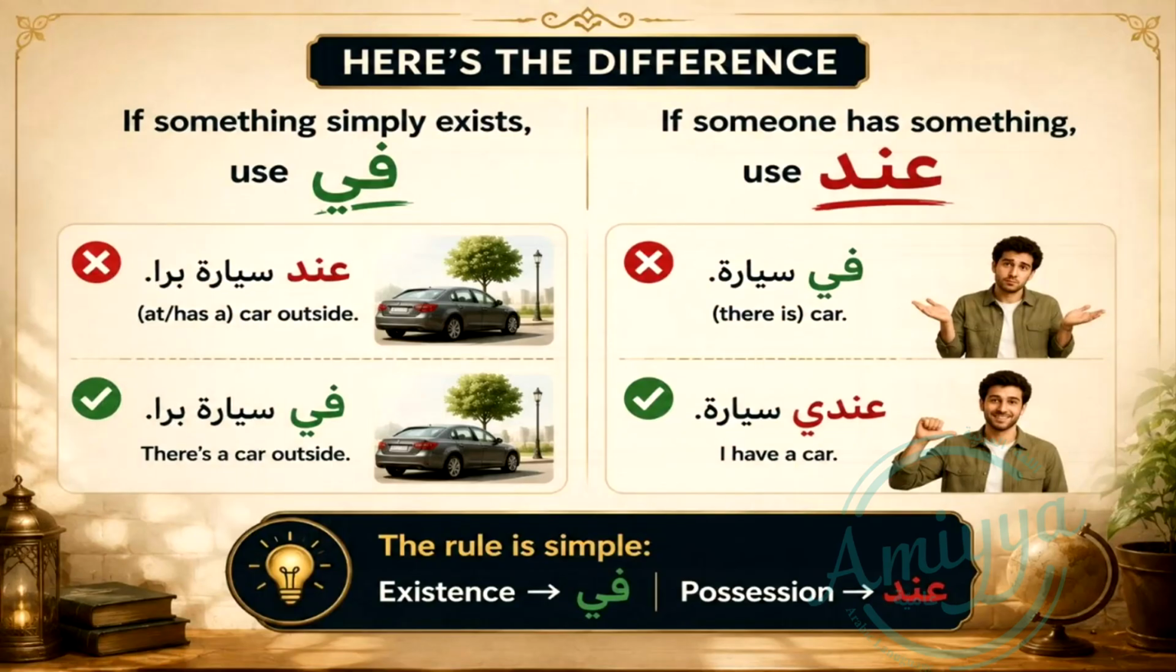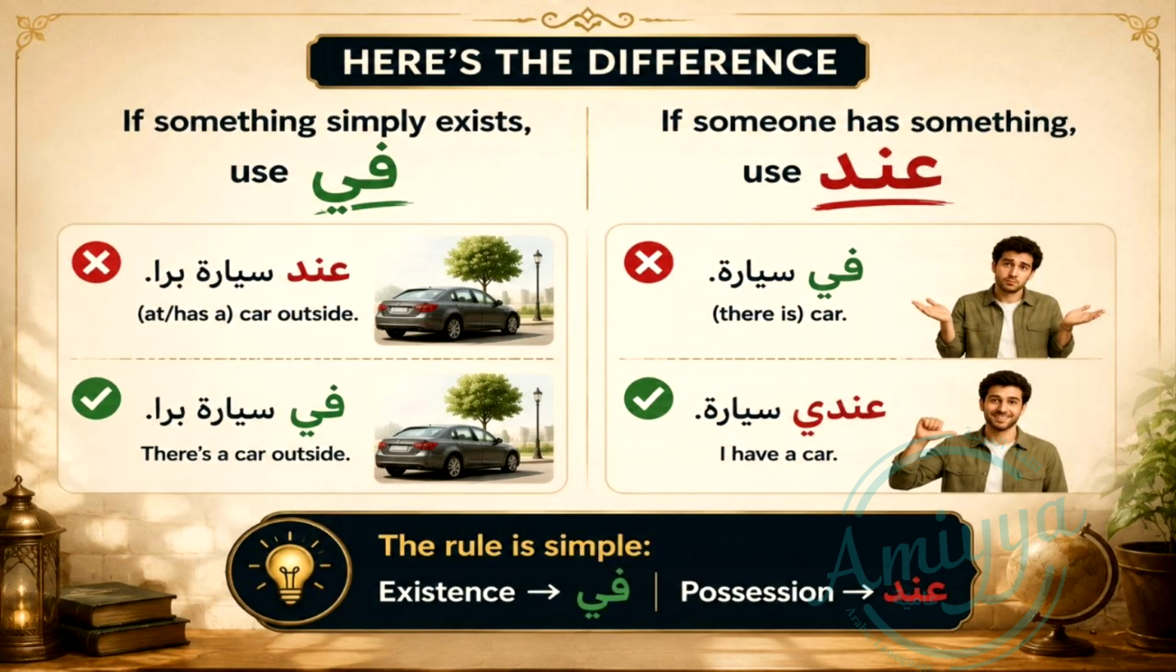So how do we know which one to choose? The rule is actually very simple. Ask yourself one question. Am I talking about something that exists or about someone having something? If it exists, use fi. If someone has it, use ʿind.